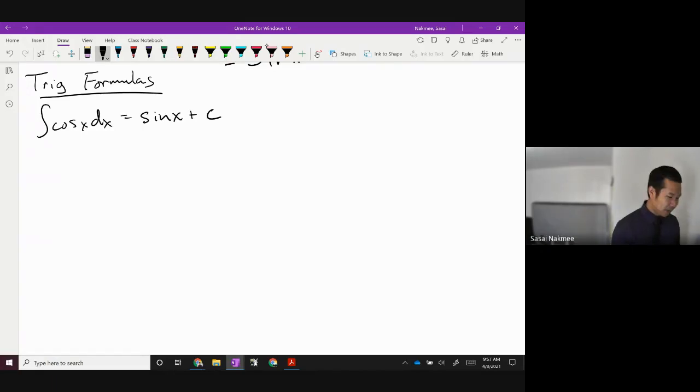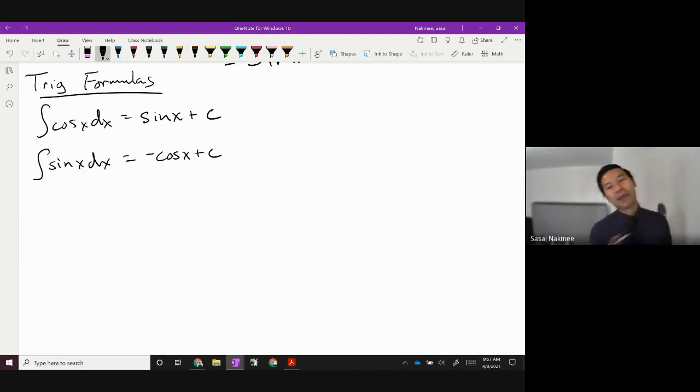Another one you need to know is the integral of sine. This one's tricky. Anyone know what the integral of sine is? What's the antiderivative of sine? Negative cosine. I can't trick you. It's negative cosine x plus c. Why is it negative cosine? Well, the derivative of cosine is negative sine. If I'm taking the antiderivative of a positive sine, that means that this should have been a negative cosine, so I can get that. So that's another one that you need to know.